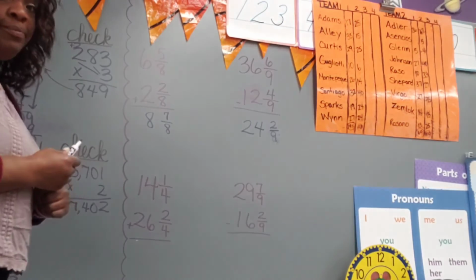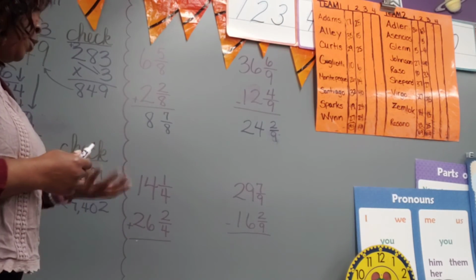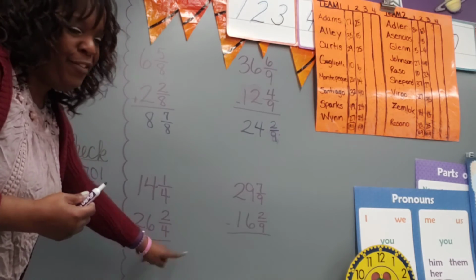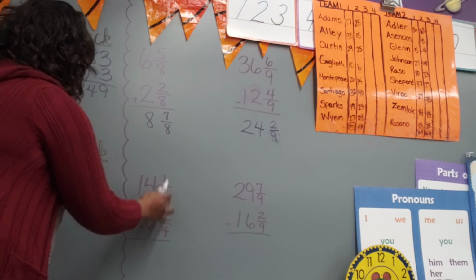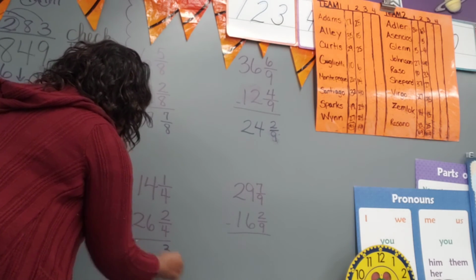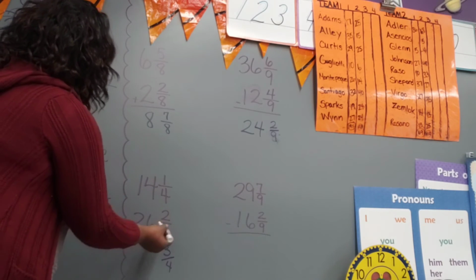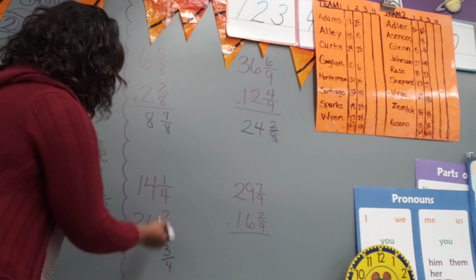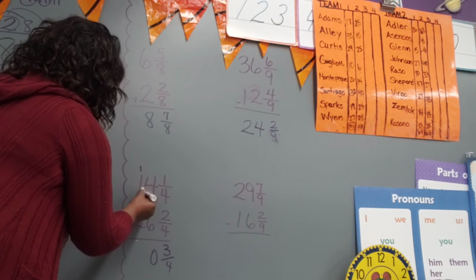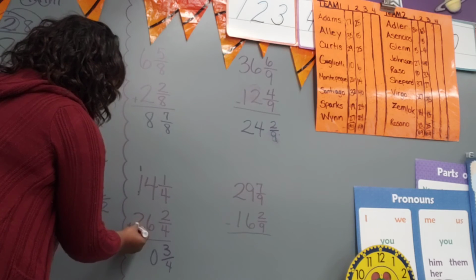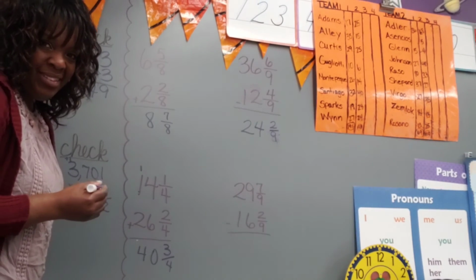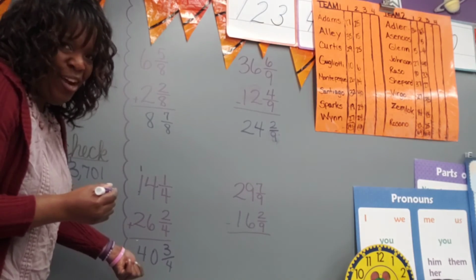Another example. Look again carefully. The first thing that we do is what? The fraction side. Very good. Add our fractions together. 1/4 plus 2/4 equals 3/4. And then I simply start with my whole numbers. 4 plus 6, carry over. 1 plus 1 plus 2. Excellent. 40 and 3/4. Pretty easy, right? Not very hard at all.